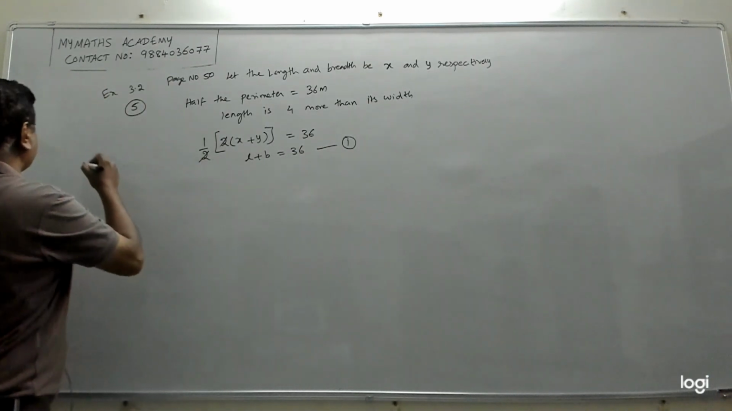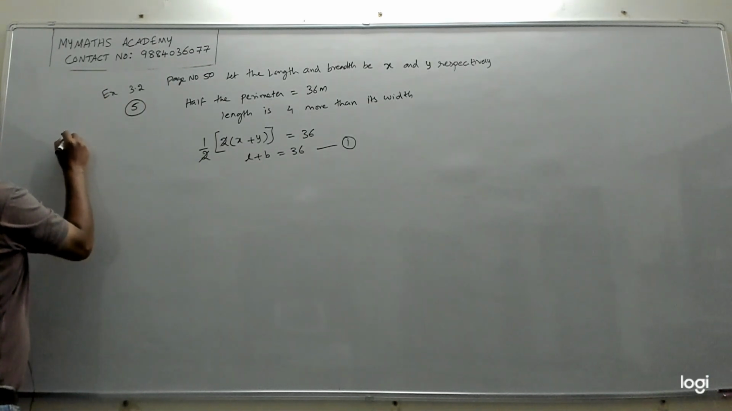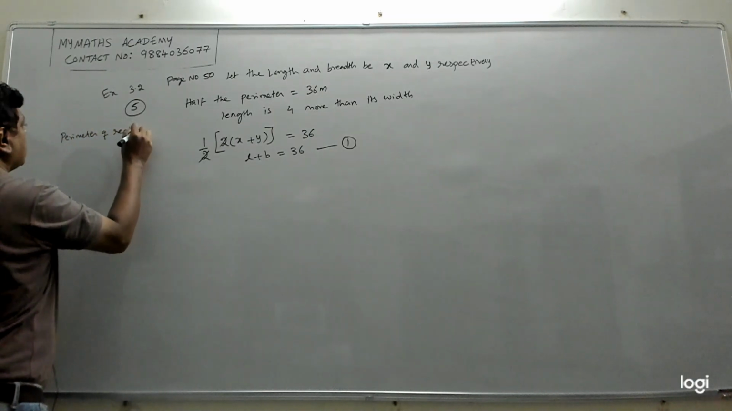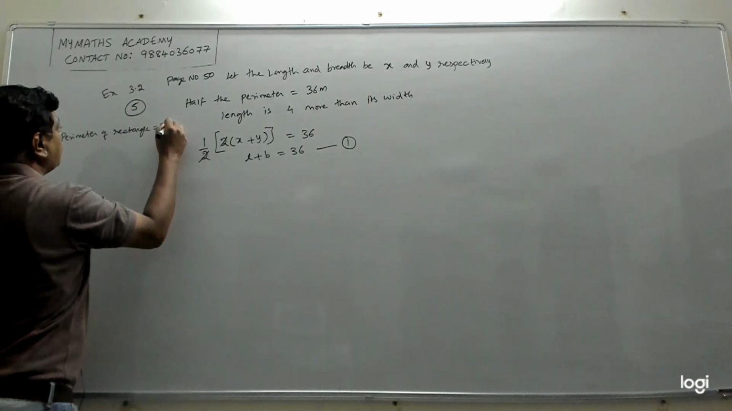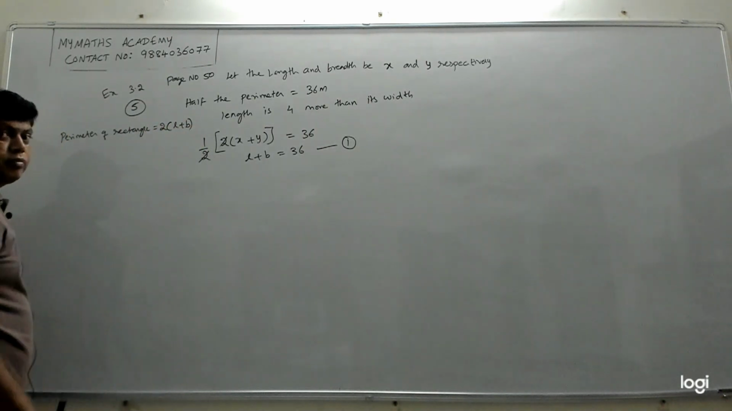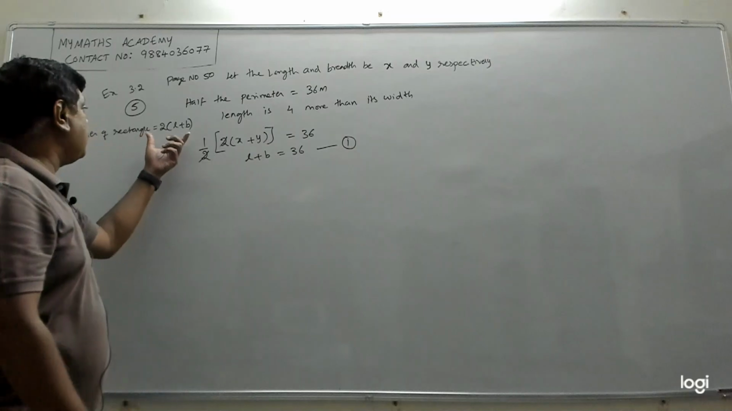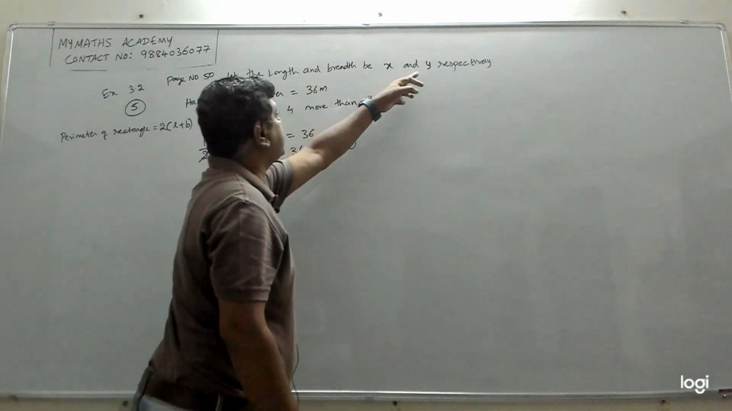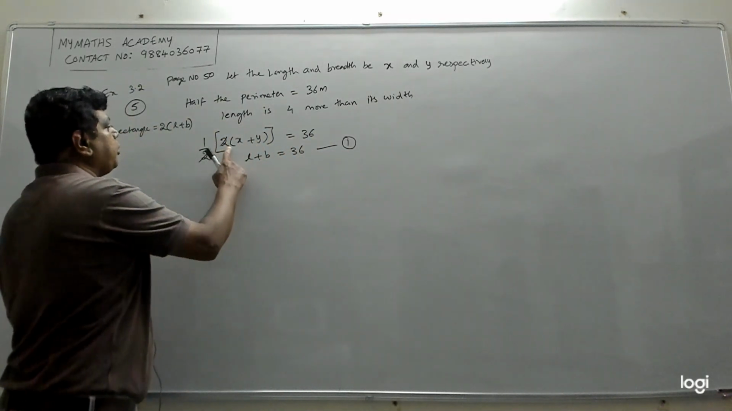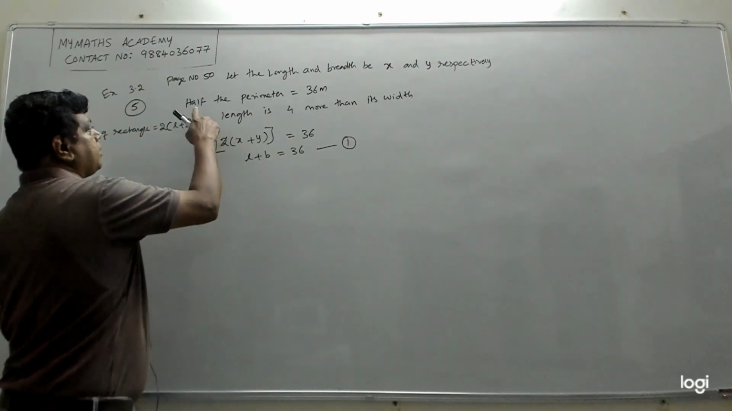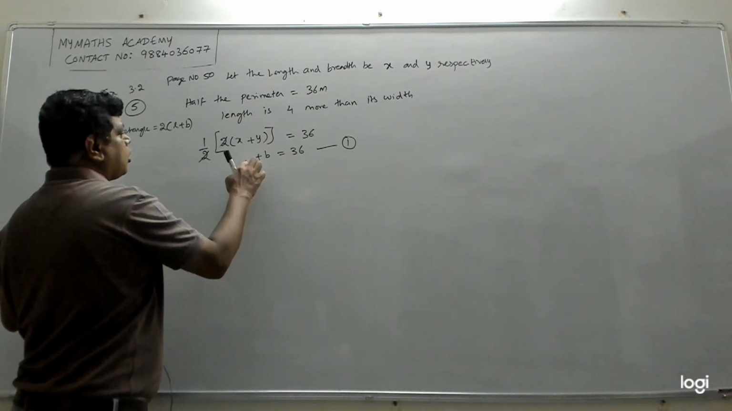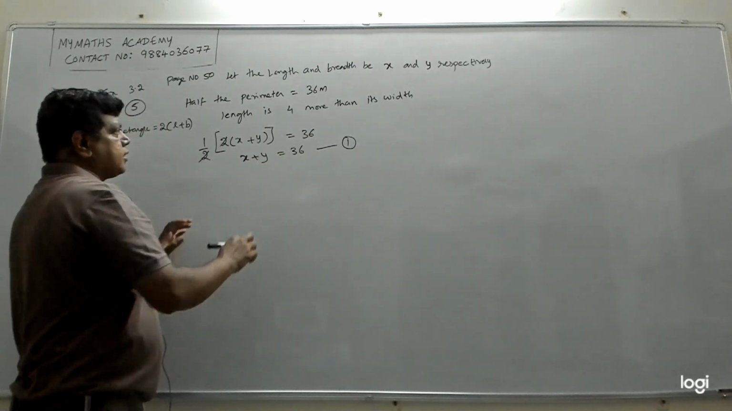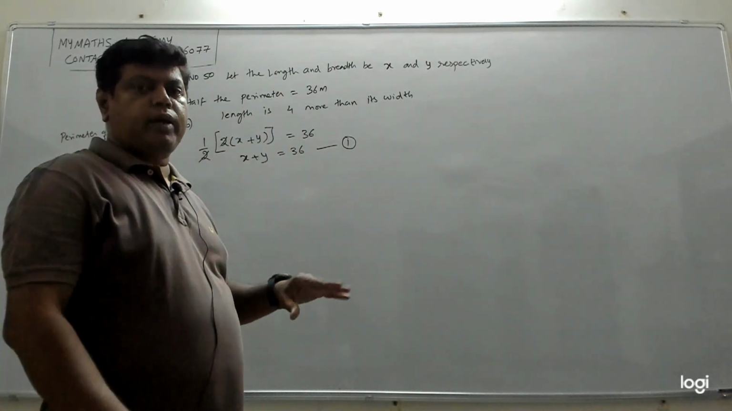The general formula for the perimeter of a rectangle is 2 into L plus B. But the length we are taking as x and the breadth we are taking as y, so I am putting 2 into x plus y. This is the perimeter, but this is half the perimeter, so 1 by 2 of this. So I will get x plus y equal to 36. I am keeping it in terms of x and y itself, so that we are used to it.